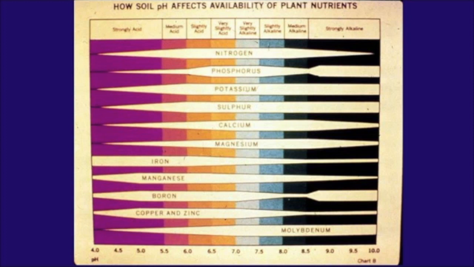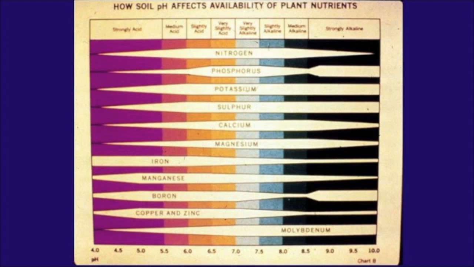Manganese is another one. Look at molybdenum. Molybdenum's just the opposite. Not available down here, readily available on the top. So we need a balance. We need a happy medium there, and that's at about 6.5 to 7. That's where we have the maximum availability of these nutrients for plant growth.